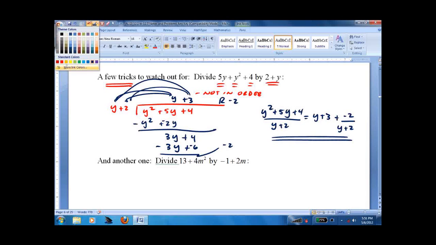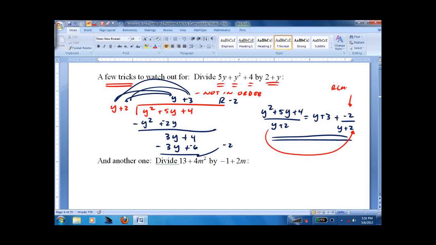The original divisor goes back in as the denominator, so you copy it here. That's your remainder. That's your solution. It doesn't always work out perfectly. The first two I gave you, it did. Now it doesn't.